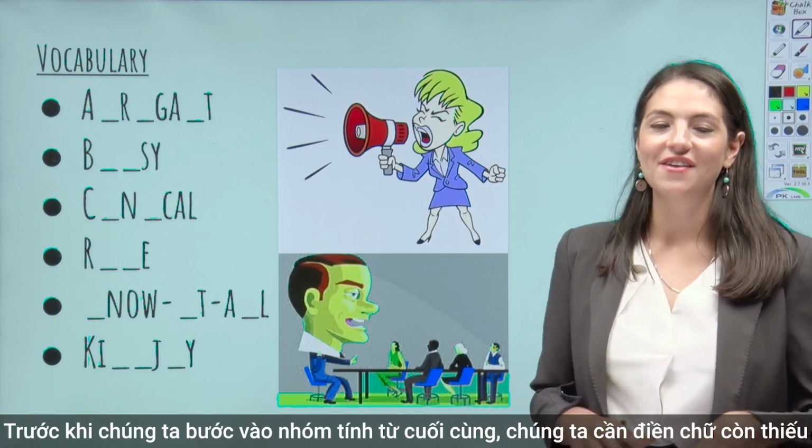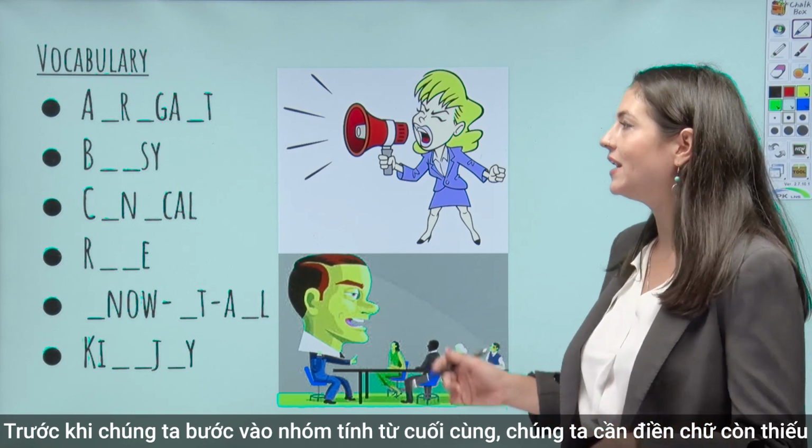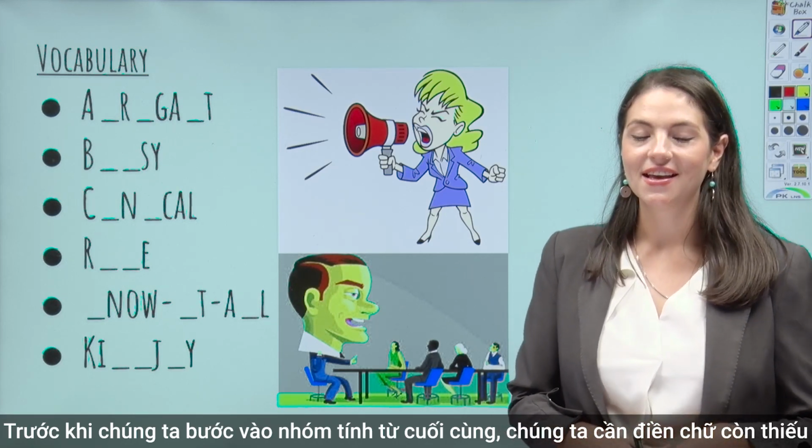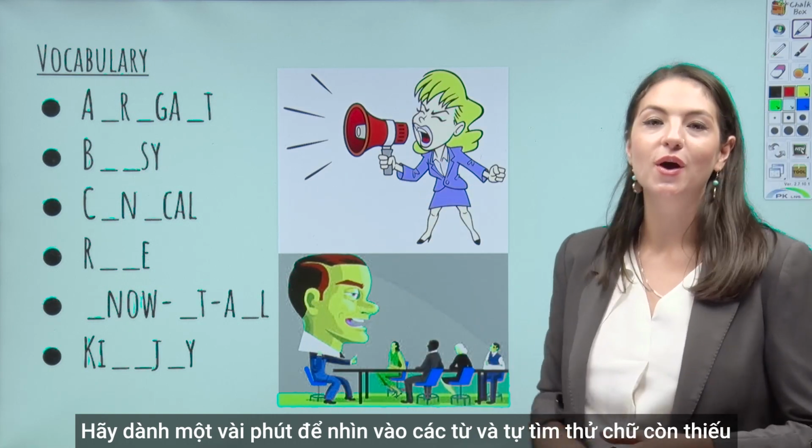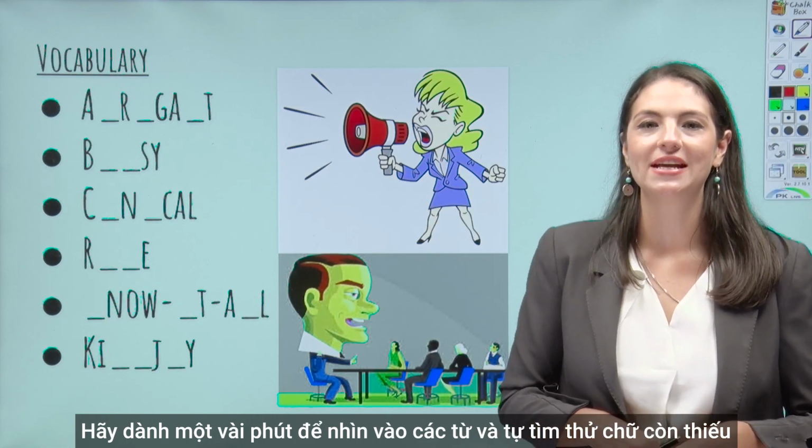Okay, for our last set of adjectives, before we read them, we need to put in the missing letters. Take a few minutes to have a look at the words and see if you can work out which letters are missing.